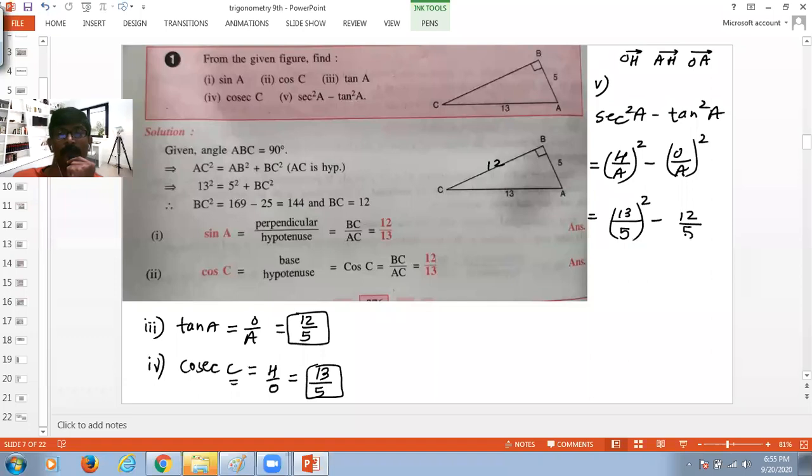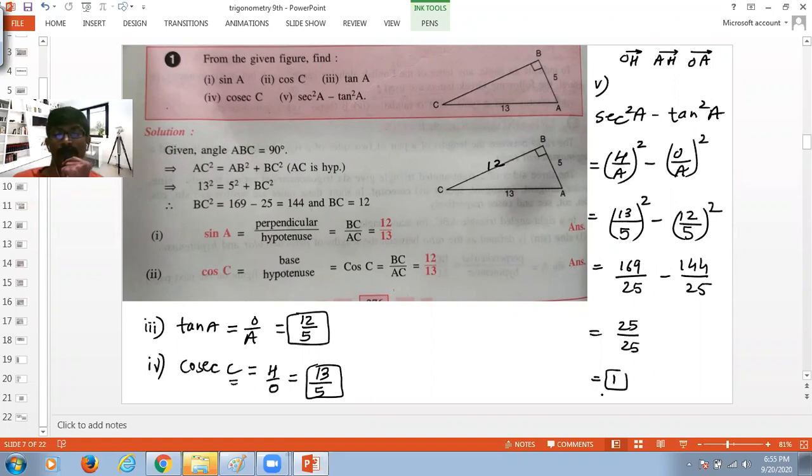I hope you understood this. This is pretty simple. And now we'll go on. We'll just do the squaring part. So 169 upon 25 minus 144 upon 25. Now both the bases are the same, so we can directly subtract 169 minus 144, that will become 25 upon 25. So the answer will come 1. I hope you understood this. It's very simple, isn't it? Please put it quickly in your book. Hurry up.